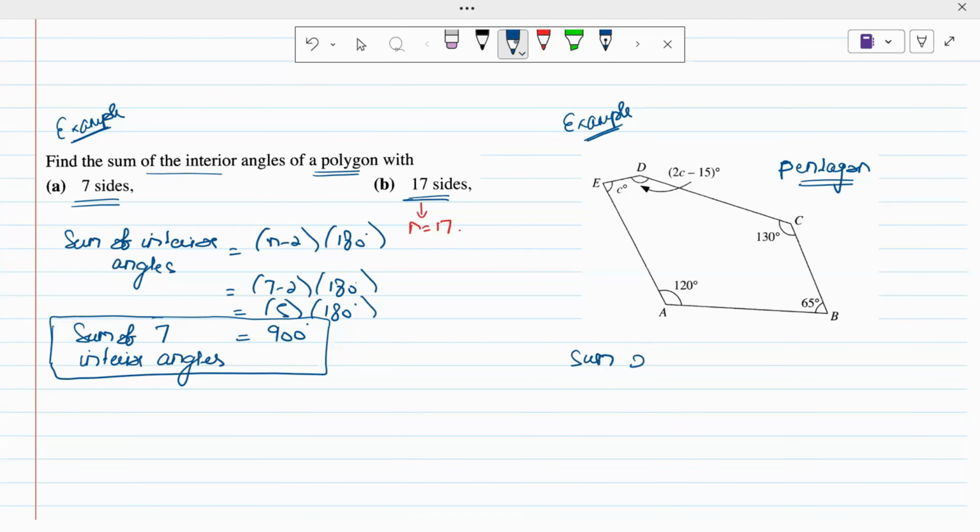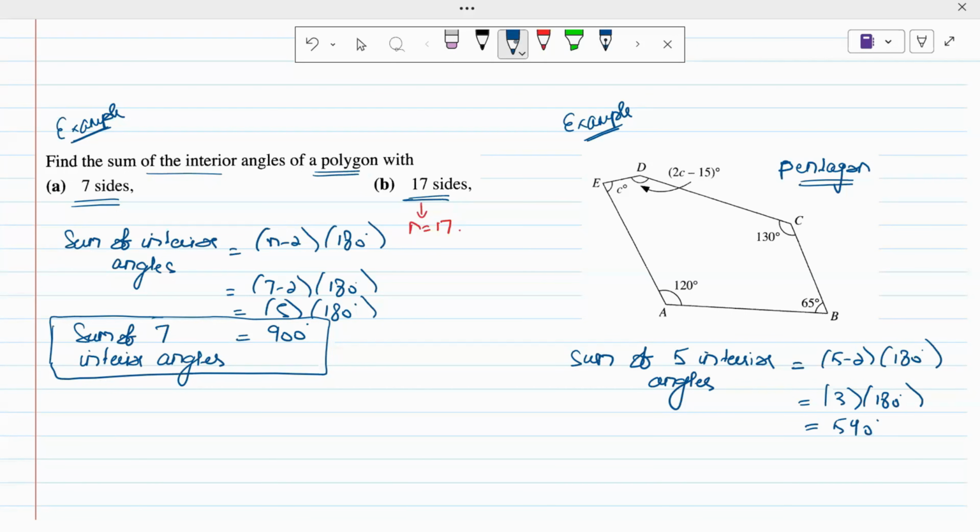So the sum of 5 interior angles is equal to, we know that the formula is n minus 2 into 180. Since n is 5 here, it would be 5 minus 2 into 180. And that would be 3 into 180, which is 540. So all these 5 angles inside the pentagon should sum up to 540 degrees.